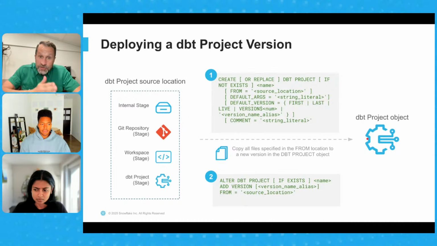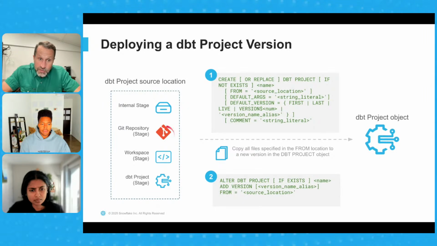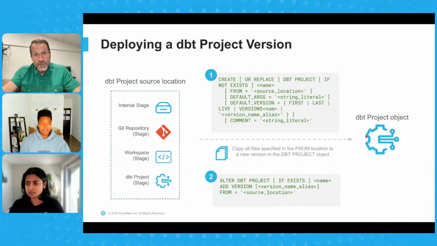And for the source of those files, you have four options. You can go from an internal stage, from a Git repository stage, from a workspace, or from another dbt project object. This gives you options. At the end of the day, all it's doing is creating a copy of all those files that are specified into your object. And then when you execute it using EXECUTE DBT PROJECT, it runs that version of the project. But this is how you would deploy over time.